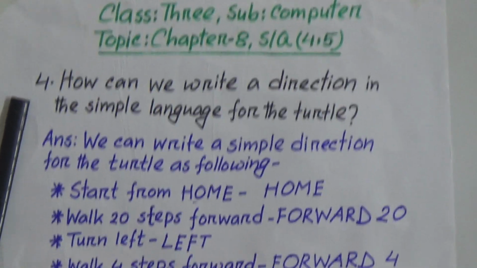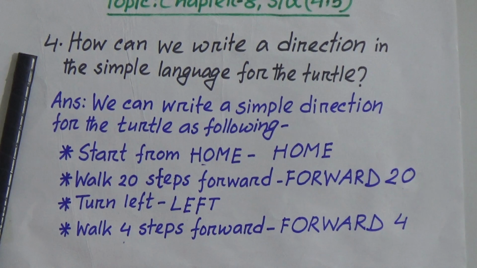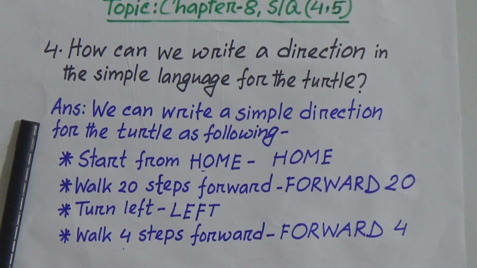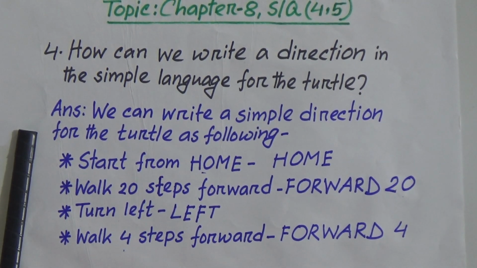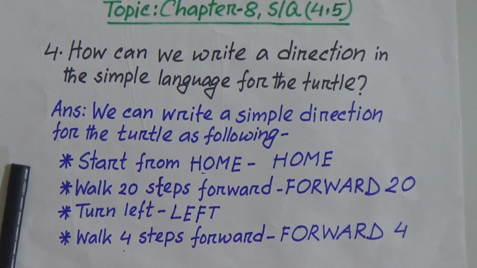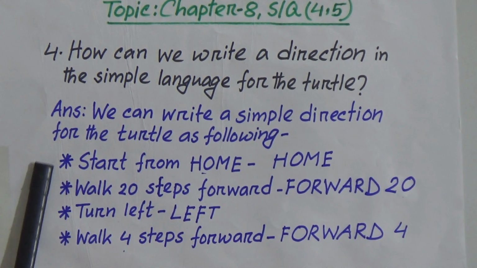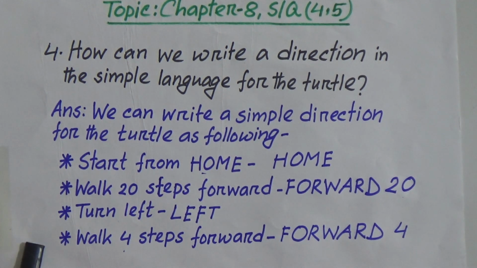So let's read for the last time. Question number 4. How can we write a direction in the simple language for the turtle? Answer. We can write a simple direction for the turtle as following. First point is start from home. Home will be capital letter. Walk 20 steps forward, forward 20. Turn left, left. Walk 4 steps forward, forward 4.